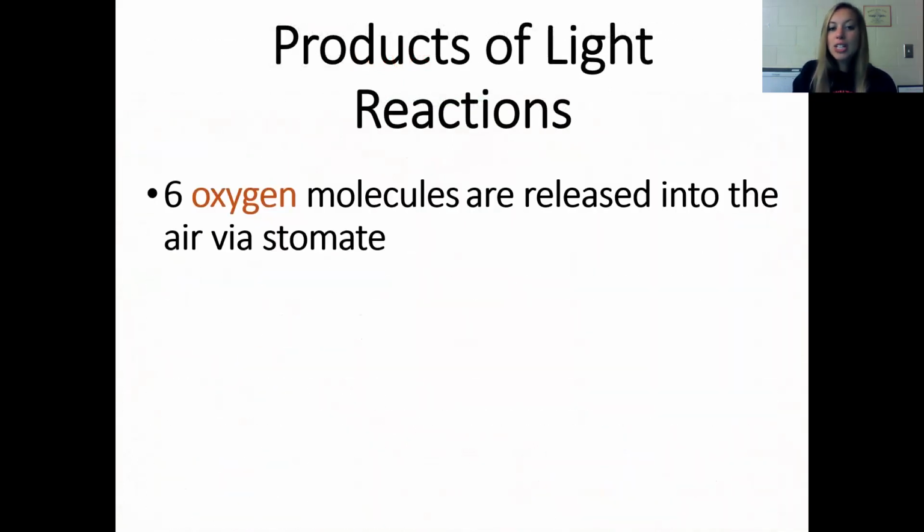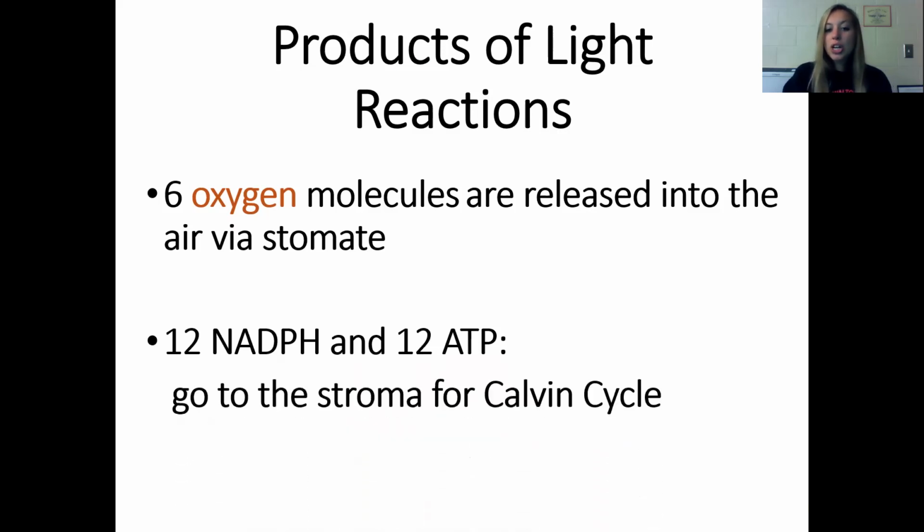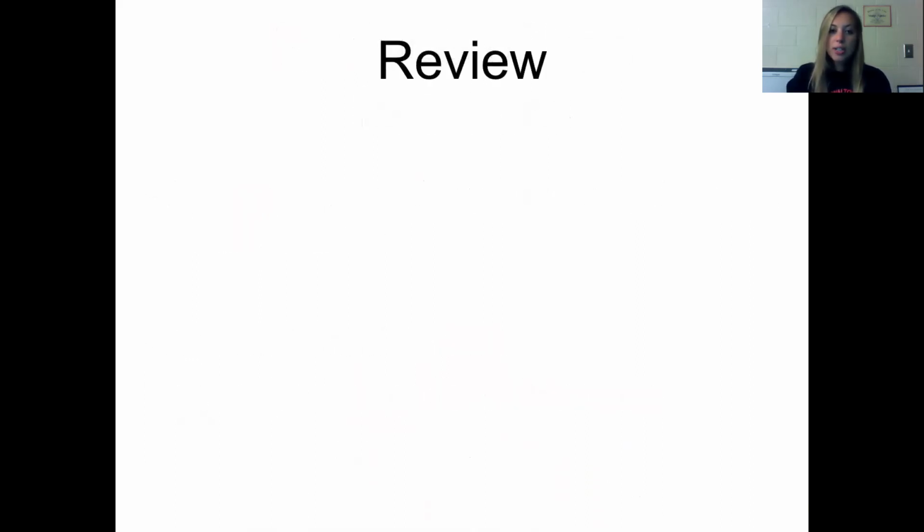So our products of the light reactions: we're going to get 6 oxygen molecules released into the air via the stomata. Okay, so when the water split, NADP is going to pick up those hydrogens, but there were 6 O's left, right? So those oxygen molecules are released. And then we're going to have 12 NADPH and 12 ATP, and these are going to go to the stroma for the Calvin cycle. So the 12 NADPH and the 12 ATP that were created in the light reactions are going to move into the next step, which is called the Calvin cycle or the dark reactions.